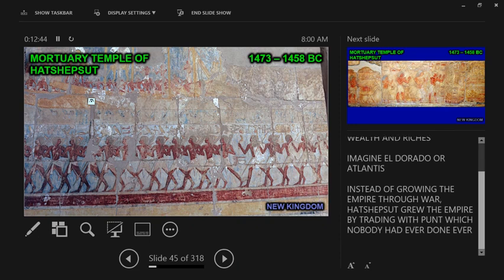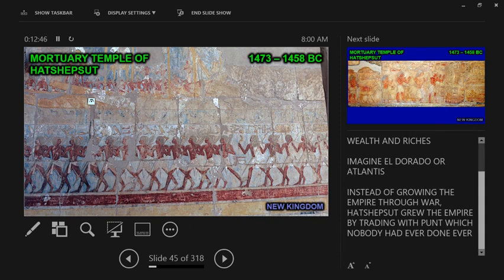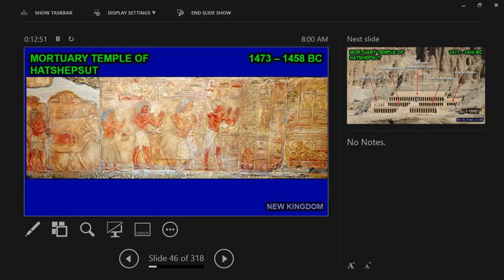So instead of growing the empire through war, Hatshepsut grew the empire by trading with Punt, which is something that nobody had ever done.